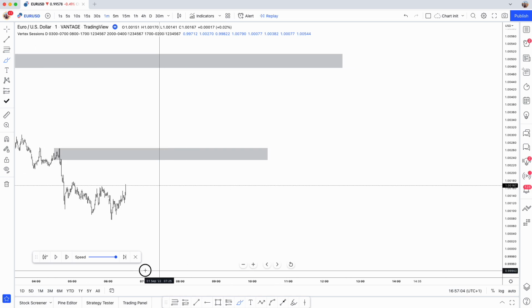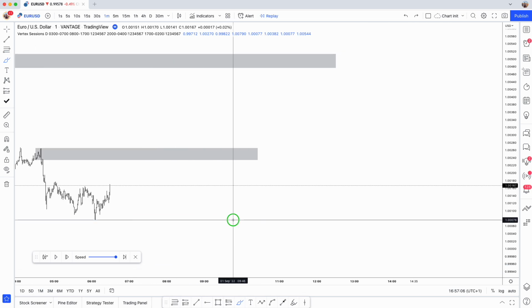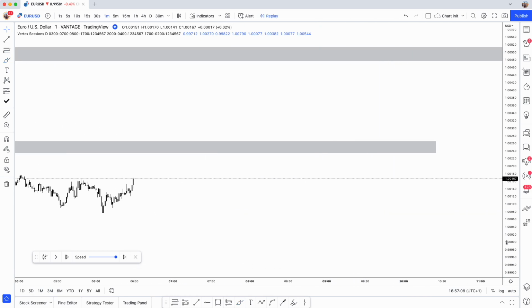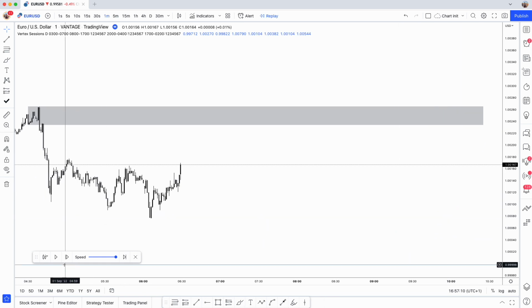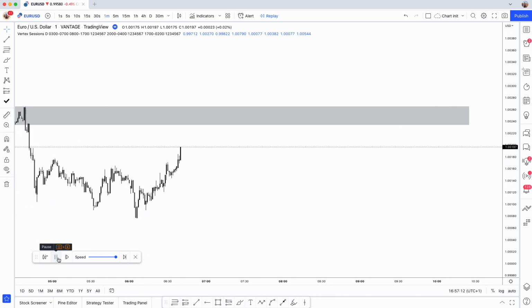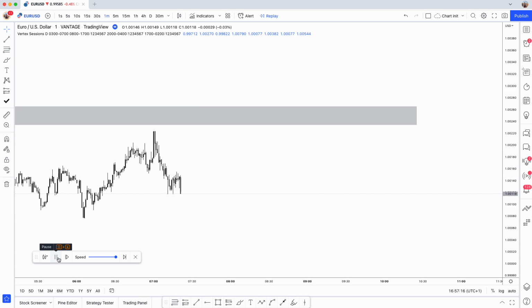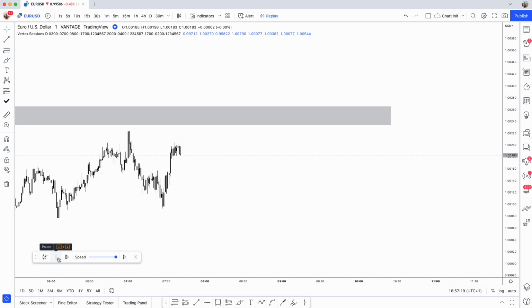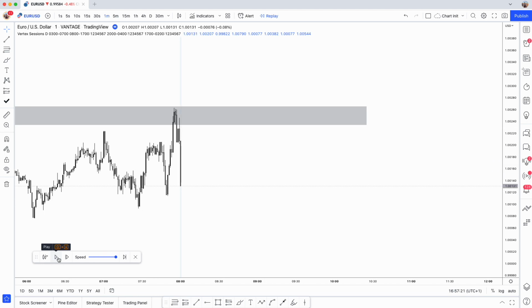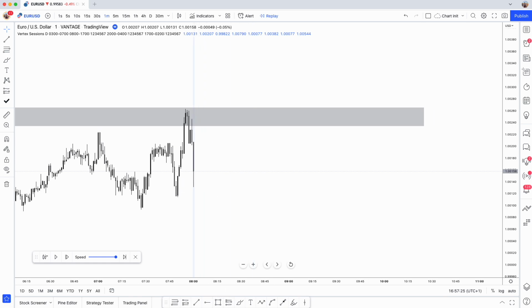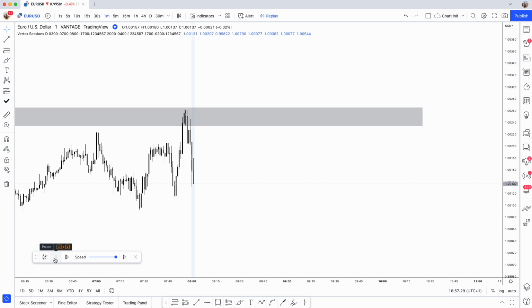Alright, so let me zoom in and try to stop making random marks. Anyway, let's wait for London to come into play, which is at 8. Okay, so now we are coming into the session, and we do have this reaction. All we need to wait for is some sort of bearish break before looking to trade.